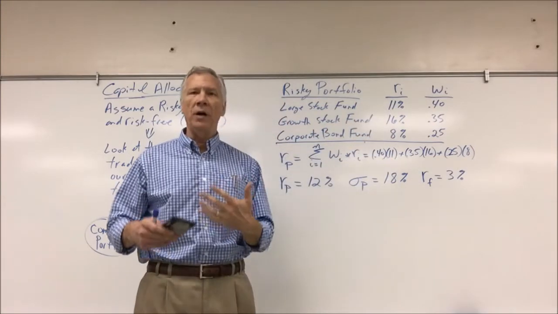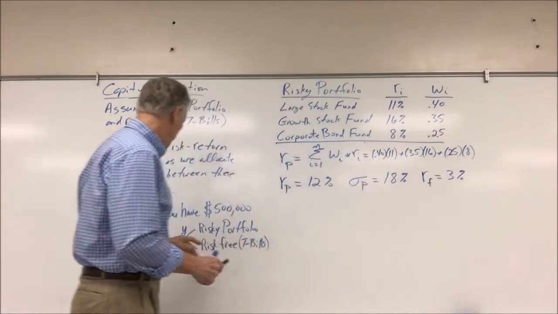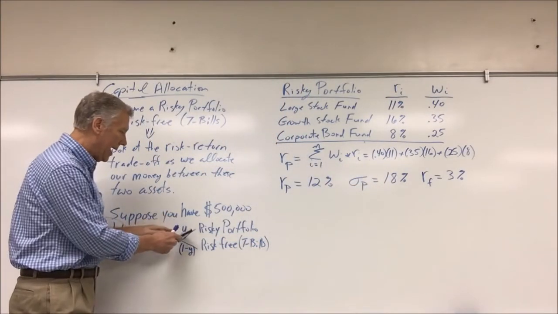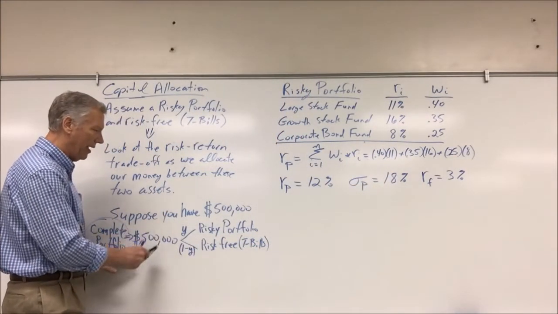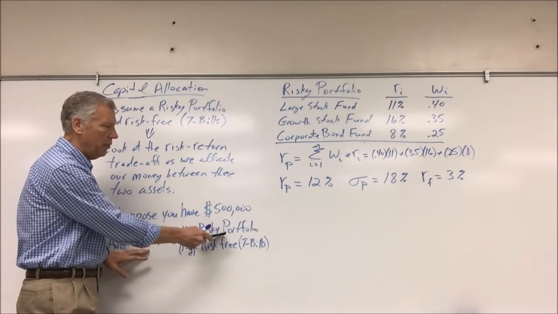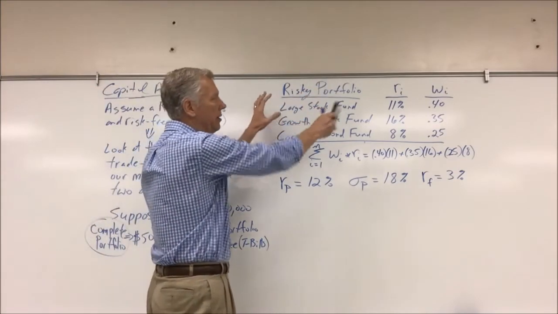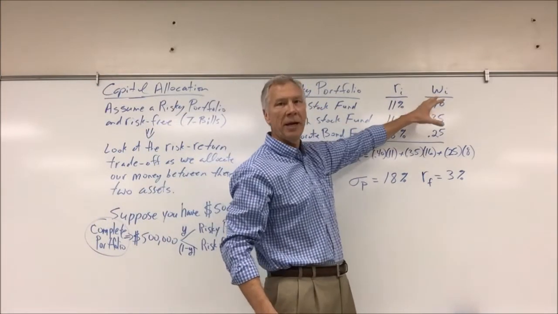Be careful not to confuse these W's here with the Y's here. The Y is the percent of my complete portfolio: how much money am I going to put at risk? That's what this is doing. Once I've made that decision, the money I put here, this is how I'm going to divide the money up.